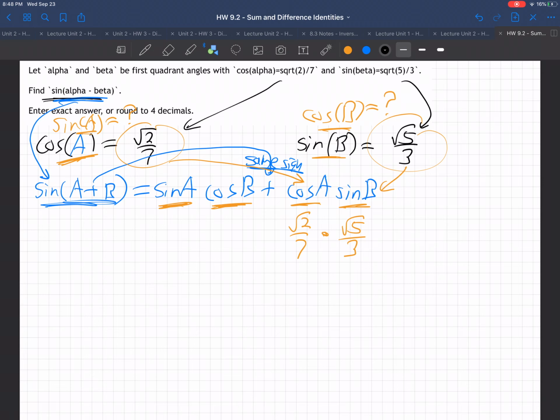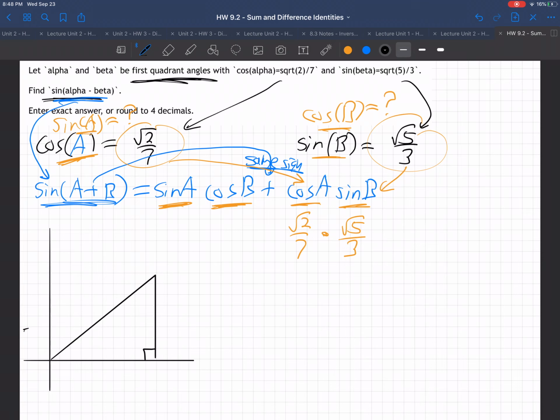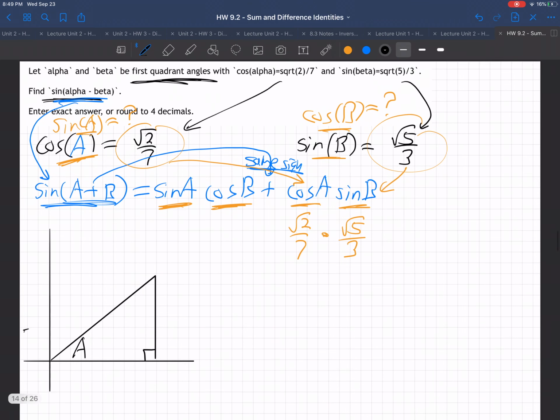So let me do that. So I'm going to put a quadrant system here. And see how they said first quadrant angles? So therefore, this is a first quadrant. So I'm going to do one over here for A. This will be the A side. So I'm going to make a triangle like that. And I'll put angle A right there at the origin. And I'm going to do what it says.